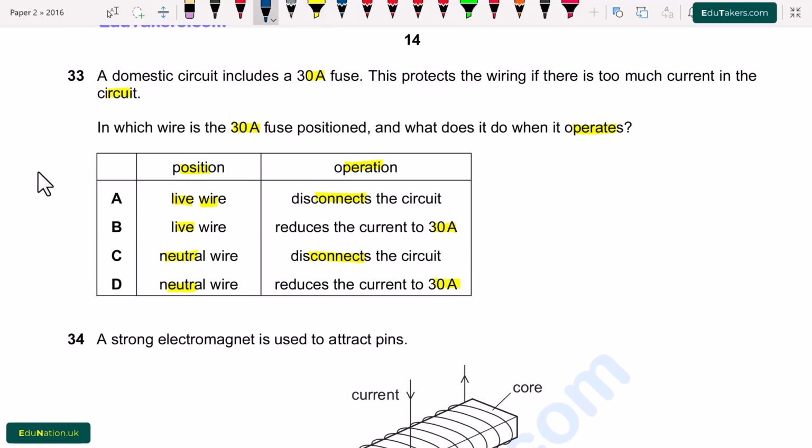First of all, the function of the fuse is to disconnect the circuit from the live wire by melting if a large amount of current is coming from the live wire, which can affect the components of the circuit badly. It means that its position will be the live wire and the operation is to disconnect the circuit. So option A is correct.